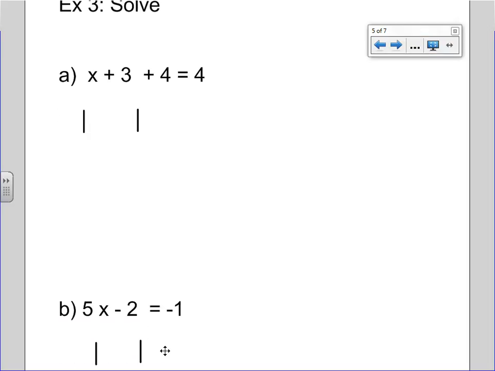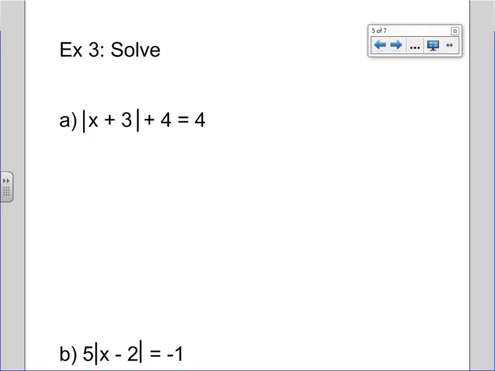Will that work? Yeah, jeez. Alright, I'll just have to rewrite B.